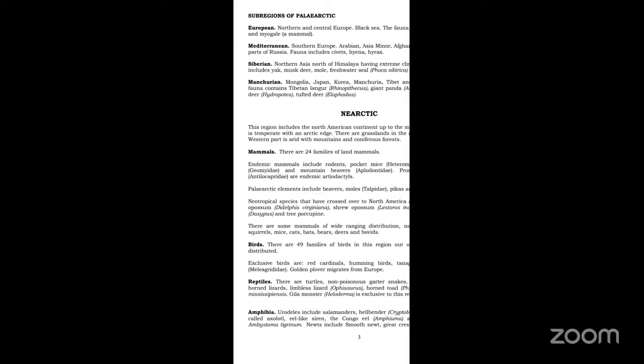But the western part is arid, containing mountains as well as a coniferous forest. Now we'll see what the different fauna are, with reference to mammals, fishes, amphibians, and reptiles present.